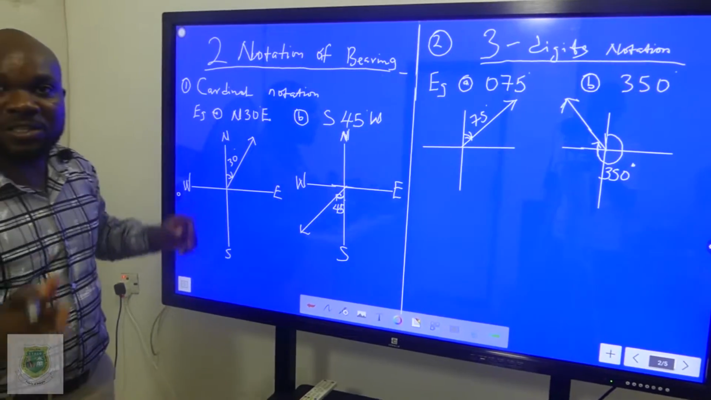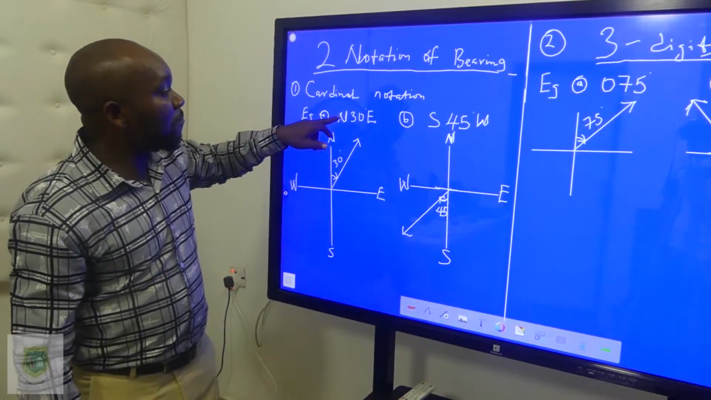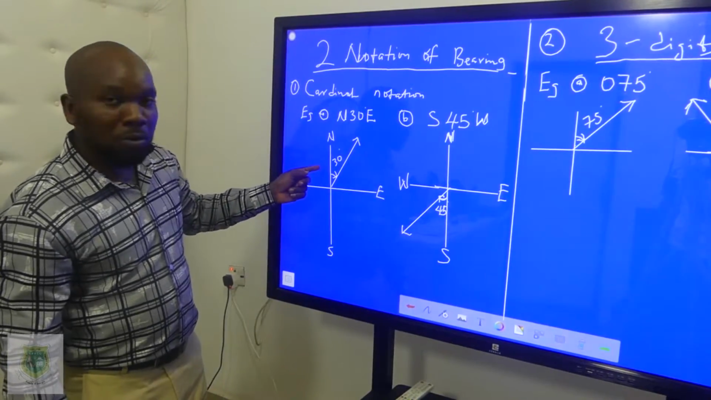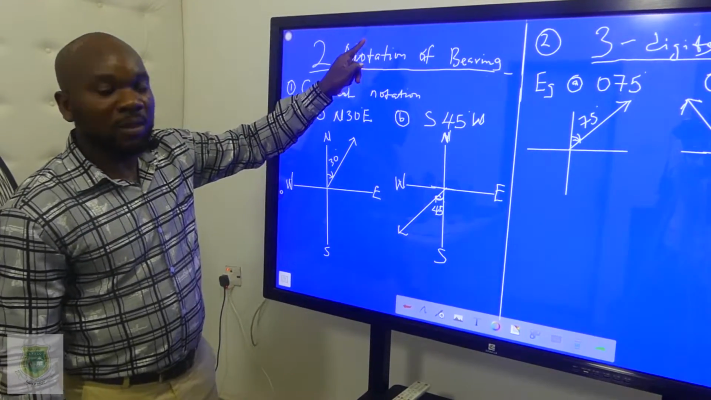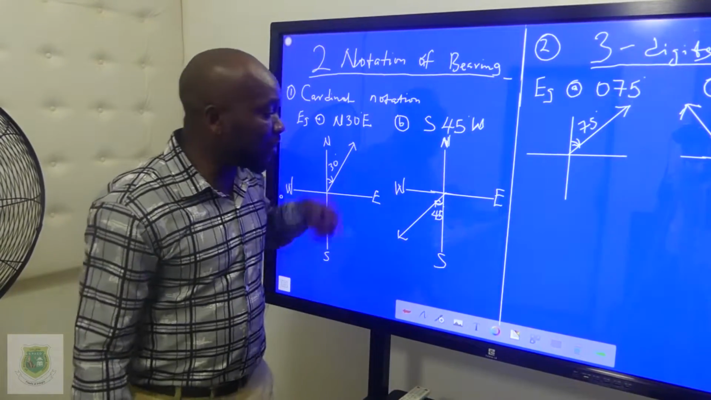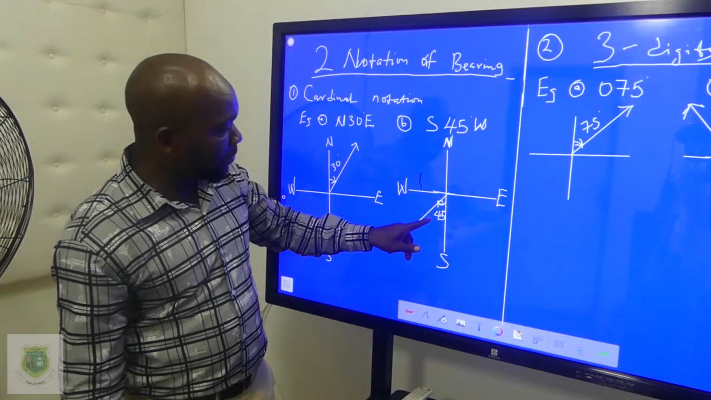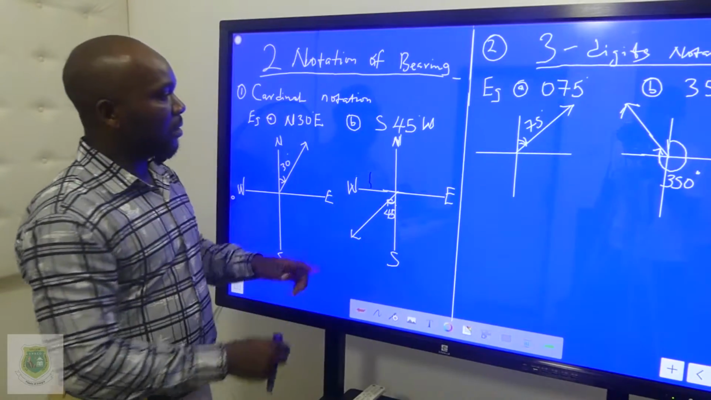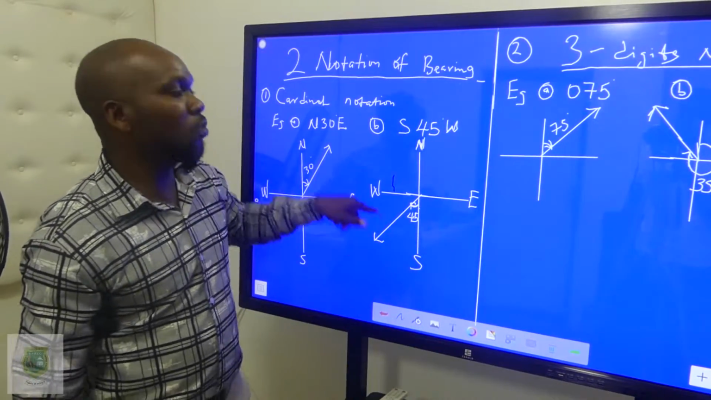When you have our initial cardinal point, which is north, south, east, and west, this angle is moving from the north towards east. From north to east, it moves only 30 degrees. On the other hand, this one is from south to west. This is our south, from south to west, so it becomes 45 degrees. South 45 degrees west. It is moving from the south to west.